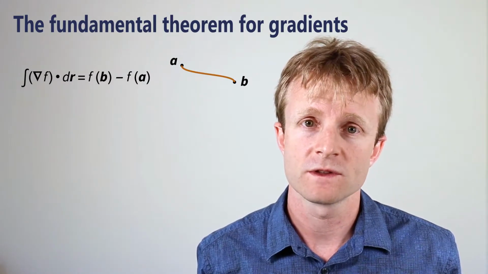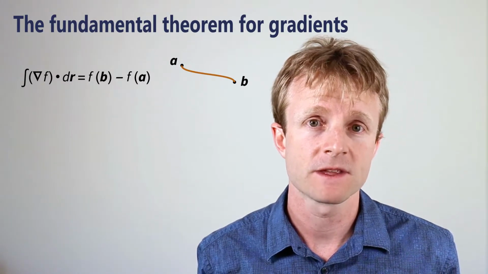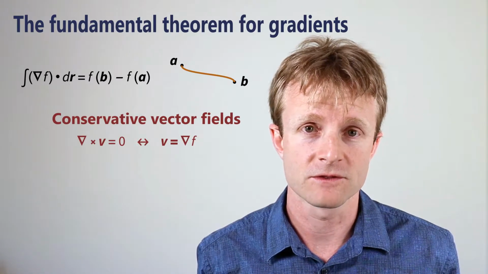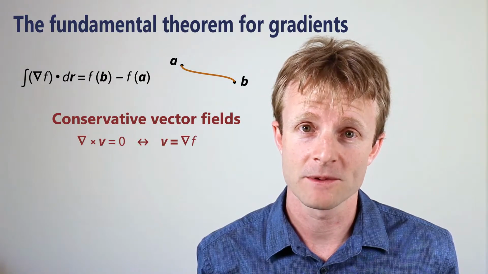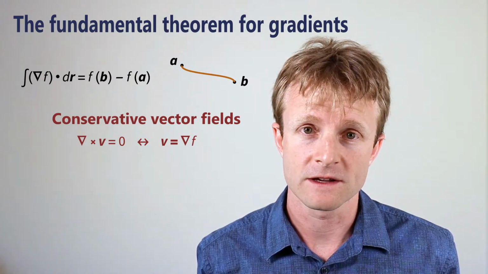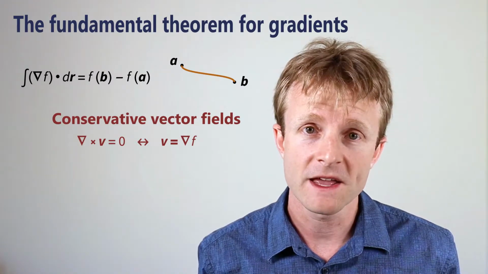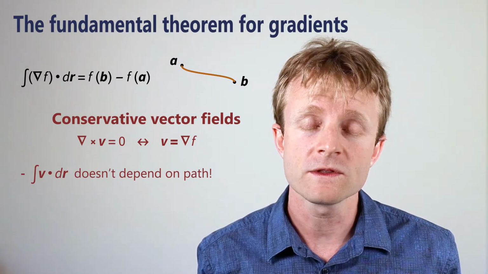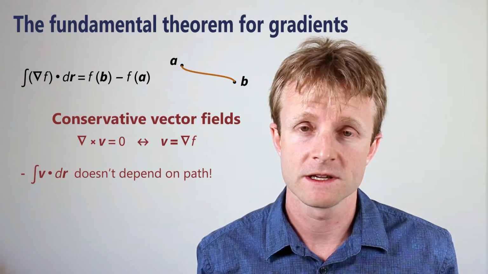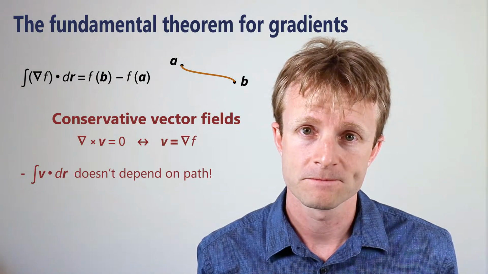A vector field with zero curl has a special name. It's called conservative. A conservative vector field has some very special properties. We see directly from the theorem that a conservative vector field's line integral doesn't depend on the path you take. It only depends on the two endpoints. That's a very special property of conservative vector fields.